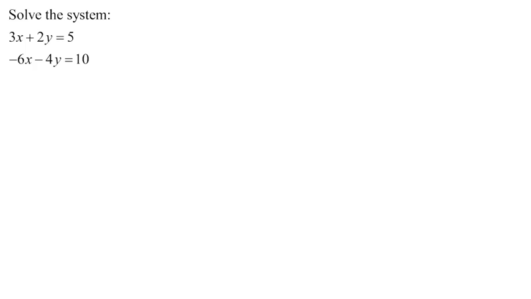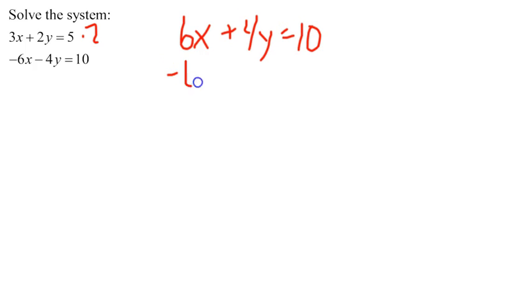In this problem, we want to solve a system. Doesn't matter which method we use, substitution, linear combinations, or graphing. I'm going to choose to use linear combinations because if I look at the coefficients in front of x, 3 and 6, and 2 and 4 in front of y, all we have to do is multiply the first equation by 2 to get some things to cancel out. So if we multiply the first equation by 2, we're going to get 6x plus 4y equal to 10. Our second equation we just have to leave. It's negative 6x minus 4y equal to 10.